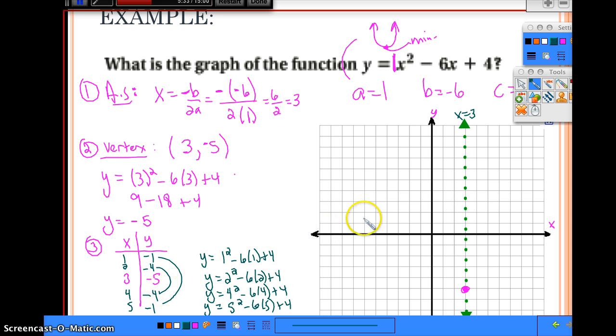So let's go ahead and plot these points. We get 1, -1, 2, -4, 4, -4, and 5, -1.